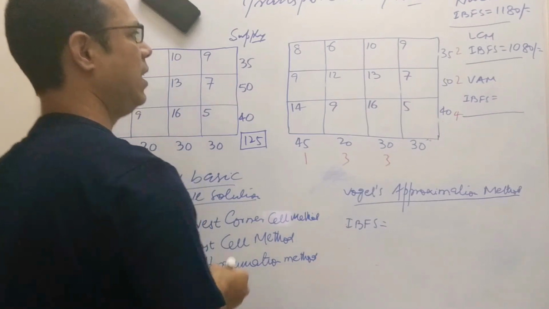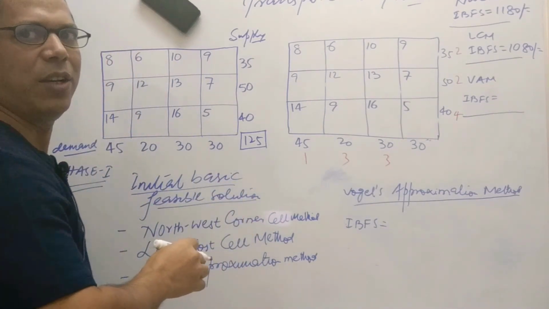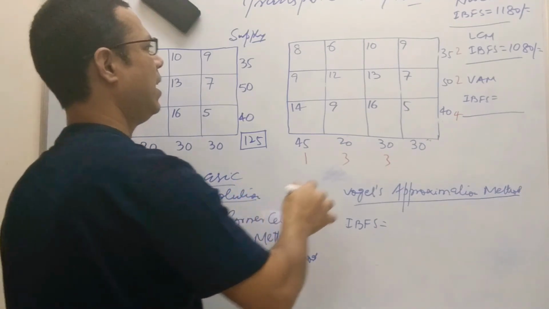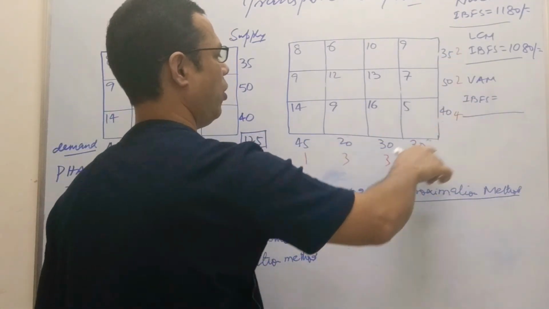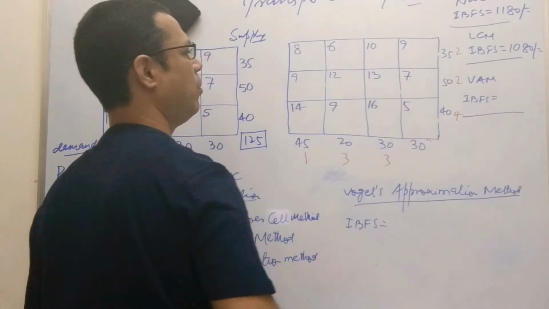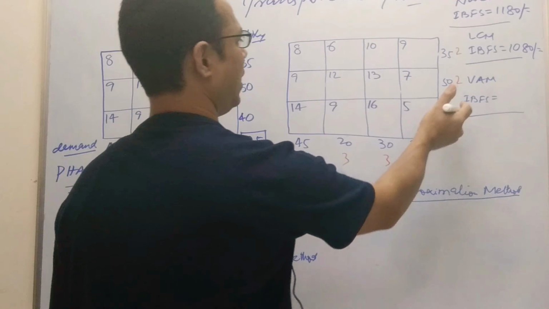So out of all these penalties we need to find which one is going to give you the largest penalty. So we need to check all these: 1, 3, 3, 4, 2, 2. It means this 4 is going to give you the largest penalty. So we need to enter in this row.